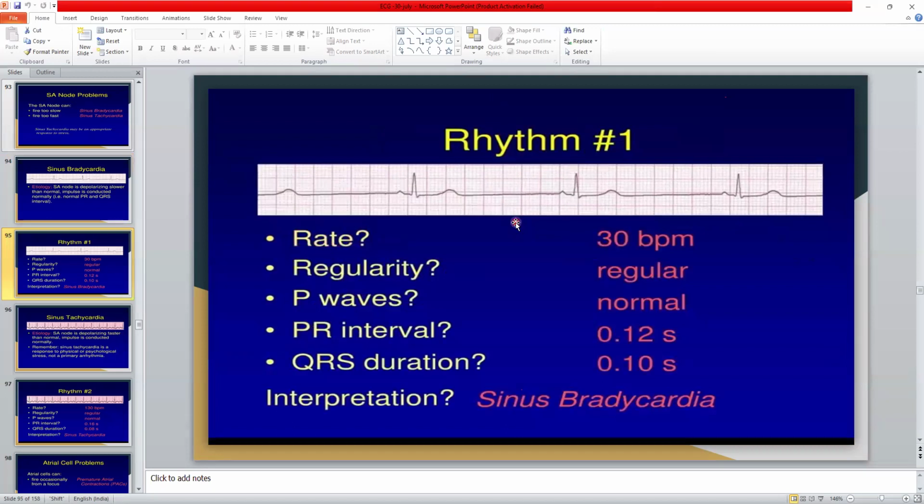So this is the ECG showing a sinus bradycardia. Here the heart rate is 30 beats per minute. Rhythm is regular. P waves are normal in shape and duration. PR interval is around 0.12 seconds. QRS duration is 0.10 seconds.